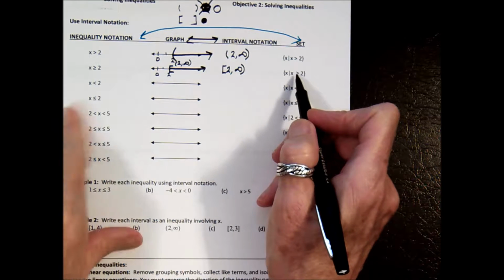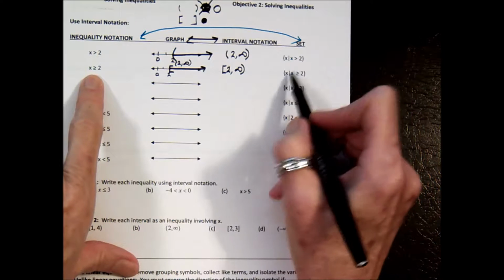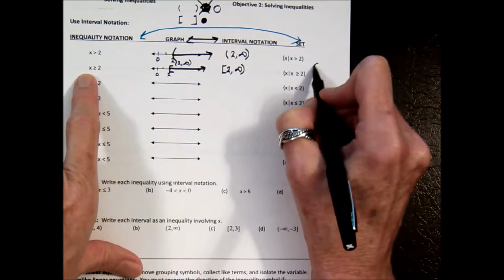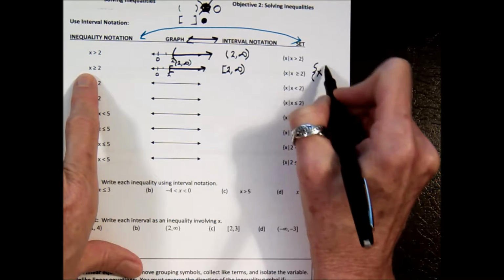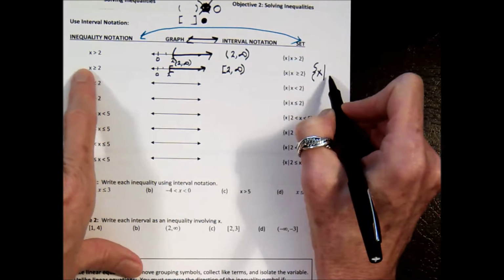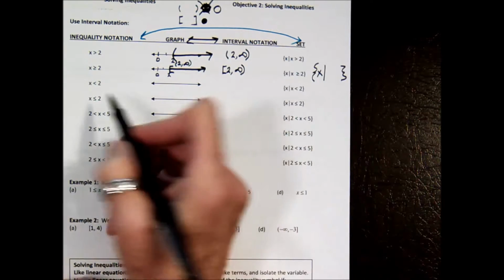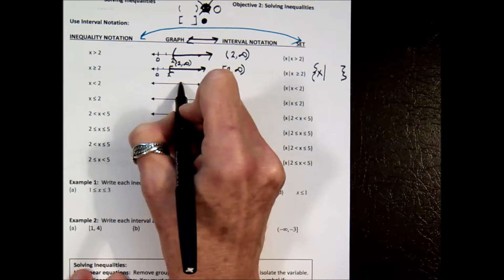When I get to set notation, I go back to this, and it's just the set of all x such that, and then you just recopy this. So what you're seeing is the set of all x such that, and then again copying what you have in the inequality notation.